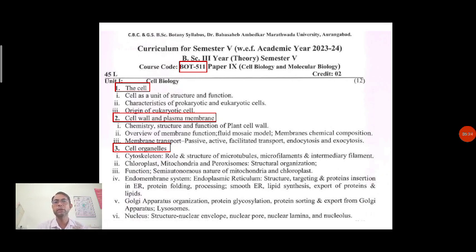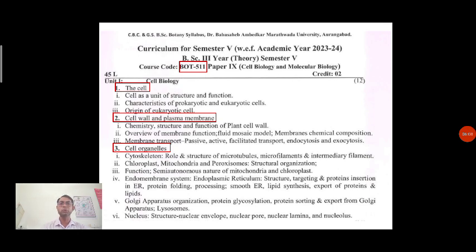The first part is the cell. Here what is a cell, and the concepts regarding the cell, are discussed. In the second part we are going to discuss cell wall and plasma membrane. What is cell wall, what is cell membrane, plasma membrane, all these things are going to be discussed in part number 2 of unit 1. And in the third part we are going to look at the cell organelles. As we know, the cell has an outer protective covering that we call the cell membrane or plasma membrane, and this cell membrane has a wall that we call the cell wall.